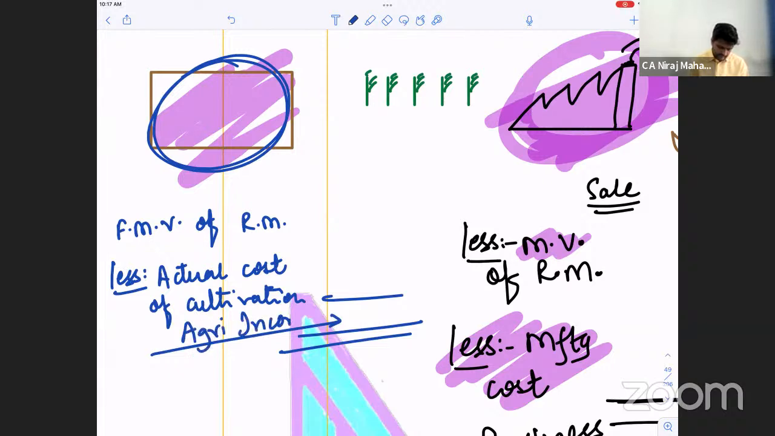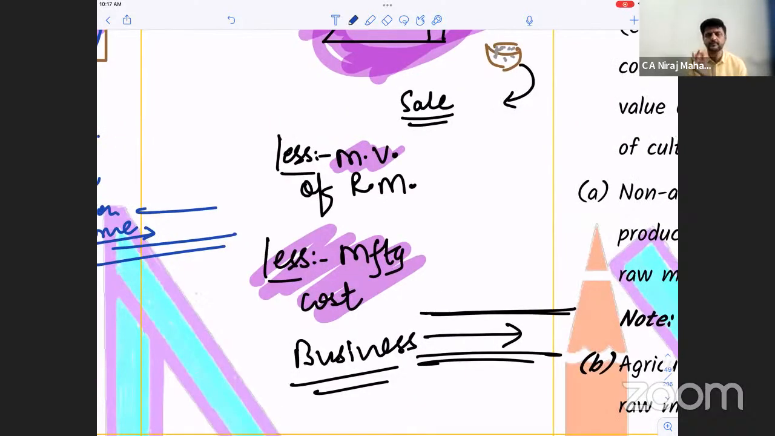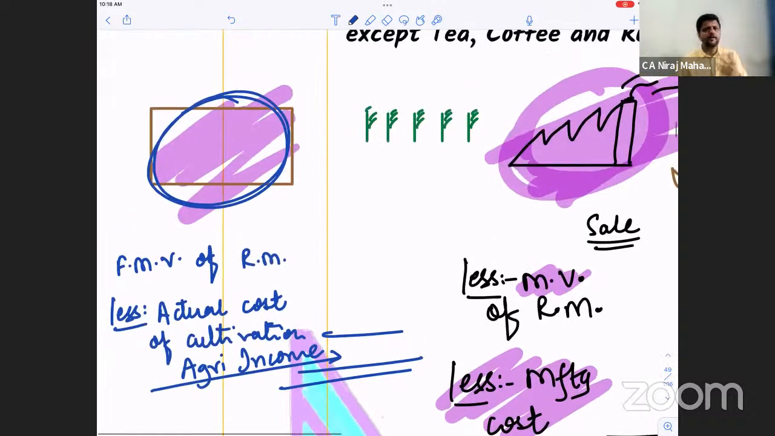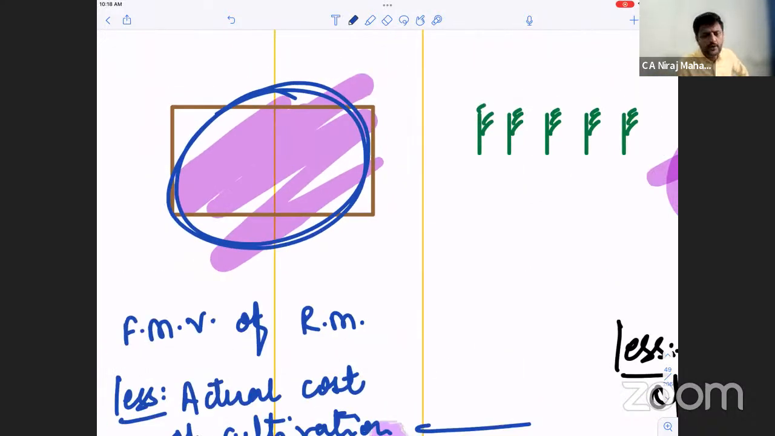Understood. I hope all of you got it. So there is no fixed percentage. Again, I'll repeat. What is business income? Selling price minus manufacturing cost minus raw material cost. Raw material at what cost? At fair market value. Clear till here? Do not forget that. You get your business income. And what about agri income? Again, fair market value, that is your opportunity cost, minus the actual cost of cultivation, which you have spent on the land. That will be your agri income.